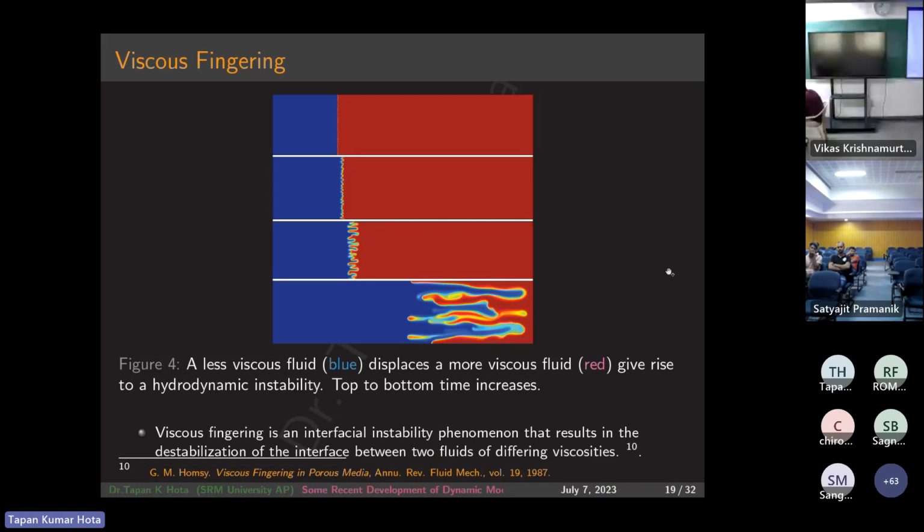So now let us talk about the viscous fingering part. What is viscous fingering? Just look at the first panel. Blue fluid is less viscous and red one is a high viscous fluid. When a less viscous fluid pushes or tries to displace the high viscous fluid, the interface deforms and finger-like projections come. That is why it is called a viscous fingering problem. So it is an interfacial instability: the interface deforms, finger-like projections come, and viscous because of the viscosity contrast.